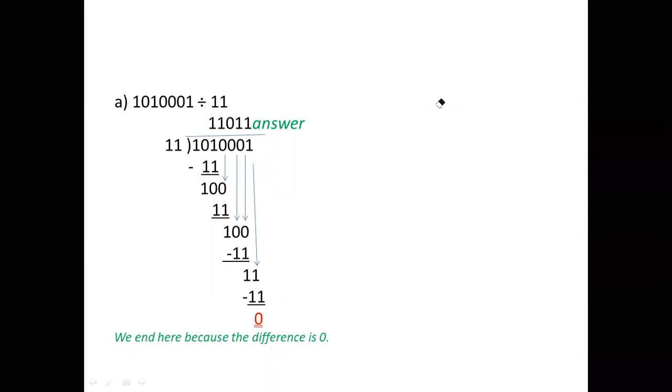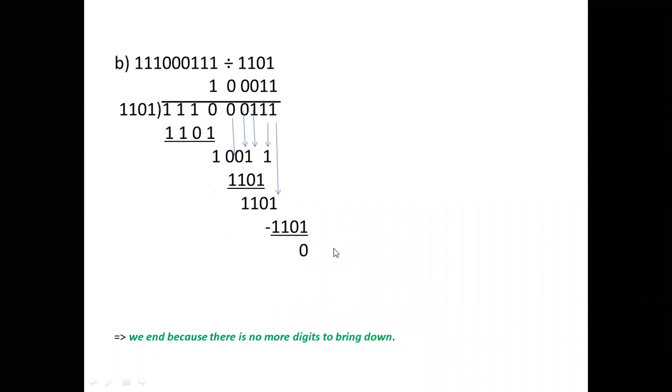Take note that there could be a remainder, just like there can be remainders in the decimal number system. So we still apply the same concept. Now let's take a look at this other example. 1101 into 1110111, etc. All right.